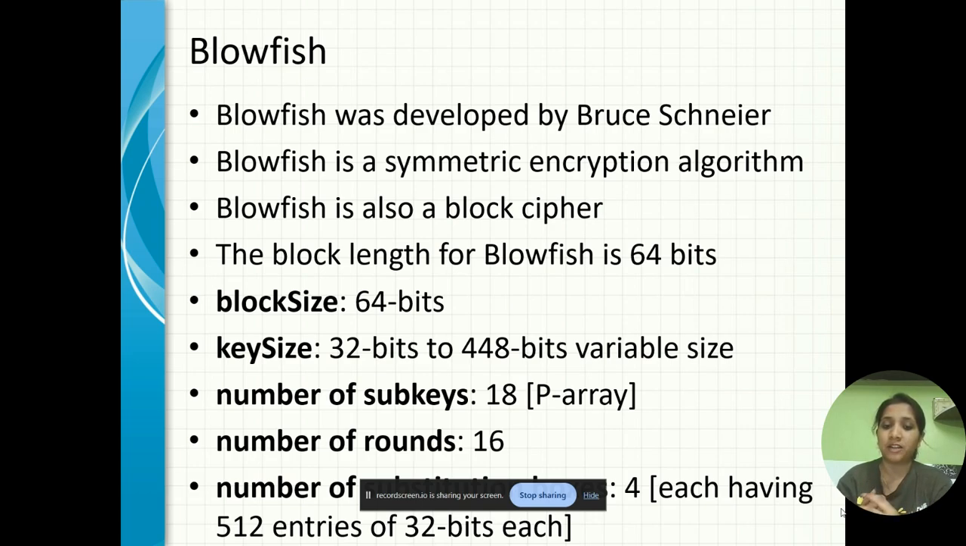Key size is 32 bits to 448 bits, variable size. The subkeys are an 18-entry P array. The number of rounds is 16. The number of substitution boxes is 4, each having 256 entries of 32 bits each.